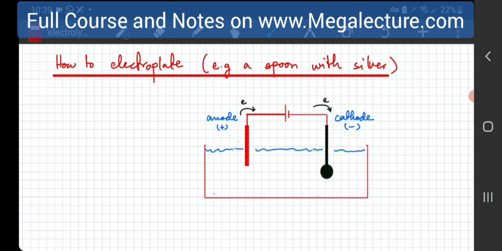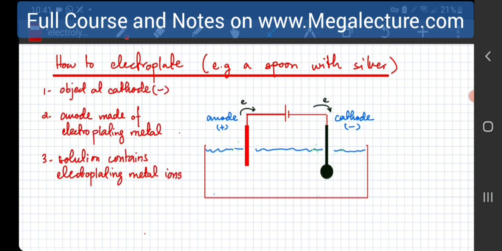Now here I've drawn a diagram for electroplating, and remember I'm going to try and electroplate the spoon with silver. Now there's certain rules that need to be followed. So remember these 3 rules. One is that the object has to be at the cathode, the negative electrode. So if I'm electroplating a spoon, the spoon must be connected to the cathode, and the spoon must be a conducting material because you want electrons to flow. You can't electroplate a piece of wood because the electrons will not be able to flow through the piece of wood. So the spoon has to be at the cathode.